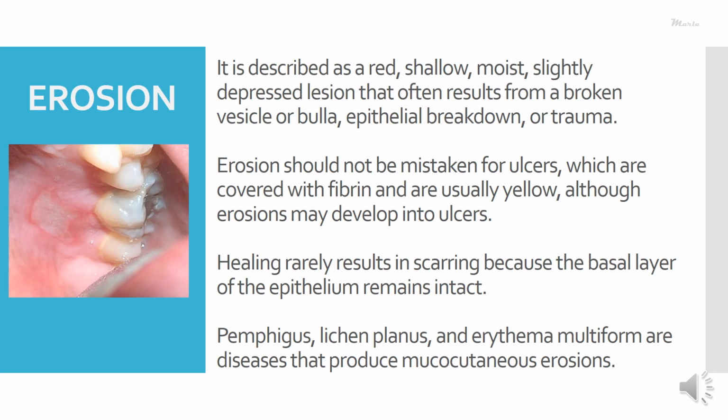So basically, erosion and ulcer, even though they appear similar, have one main important difference that we should be aware of. Healing rarely results in scarring because the basal layer of epithelium is intact. In case of erosion, only the superficial epithelial layers, that is the cell layers from the spinous, intermediate or superficial layers, are lost, but the basal cell layer is intact, such that the underlying connective tissue is observed as a reddened area or a red area.